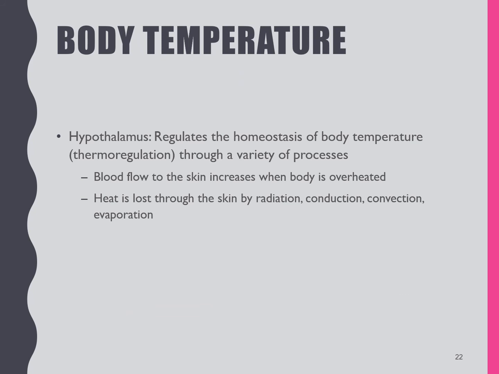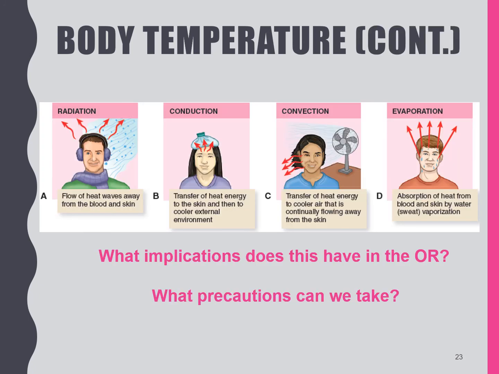We've had discussions before about the hypothalamus and how it assists in the regulation of body temperature and helps to maintain homeostasis through the process of thermoregulation. We've also talked about how this is a negative feedback loop and how blood flow to the skin increases when the body is overheated, so that moisture can escape and heat can escape. And heat is lost through the skin by 4 different means, and they are radiation, conduction, convection, and evaporation.